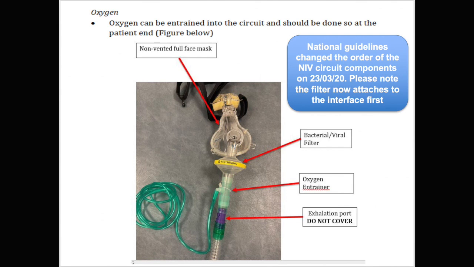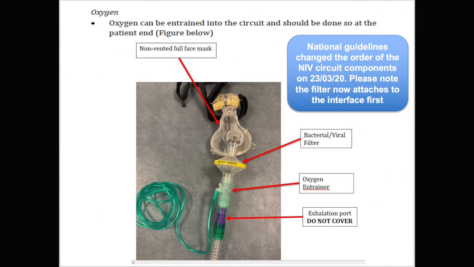As we work down, you're going to see from the mask, you've then got the oxygen entrainment port. Remember the purpose of trying to entrain oxygen as close to the patient's mask as possible. Next, you will encounter the bacterial viral filter. And the purpose of the filter is that when the patient breathes out, the expired gas does not go out to the atmosphere because the mask is non-vented.